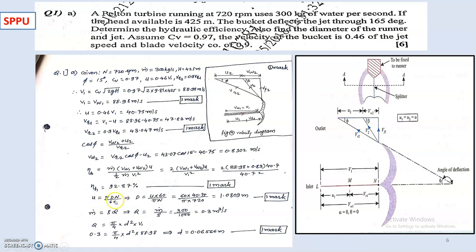We also know U equal to pi D N by 60. From this, diameter of bucket can be found out as 1.0809 meter. And we know mass flow rate equal to rho A V, which is equal to rho into Q. So Q equal to mass by density. Mass is 300 divided by 1000, so 0.3 meter cube per second. And discharge equal to pi by 4 into d square into V1. So I can say 0.3 equal to pi by 4 d square into 88.98. So I get d equal to 0.0655 meter. So I get 1 mark more.